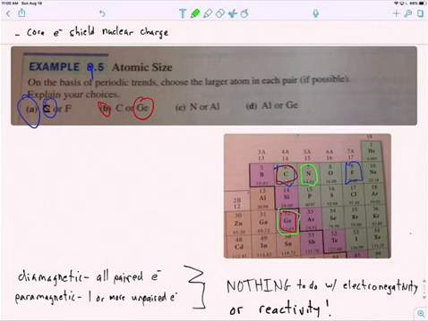So both nitrogen or, oh shoot, I didn't do aluminum. Sorry. Nitrogen or aluminum. Aluminum is further to the left and is down, so therefore definitely aluminum.